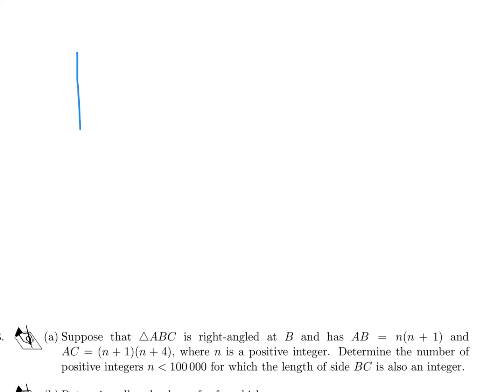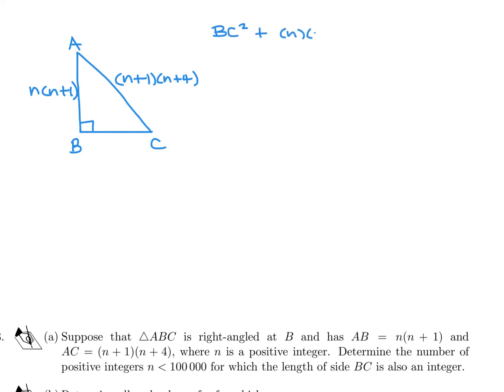Let's draw the diagram. We've got a right triangle. So let's say this is BC and this is A. Let's label it: AB is n times n plus 1, and then the side AC, which is the hypotenuse in this case, is n plus 1 times n plus 4. Because it's a right angle triangle, we apply the Pythagorean theorem, so BC squared plus n times n plus 1 all squared would be equal to n plus 1 times n plus 4 squared.